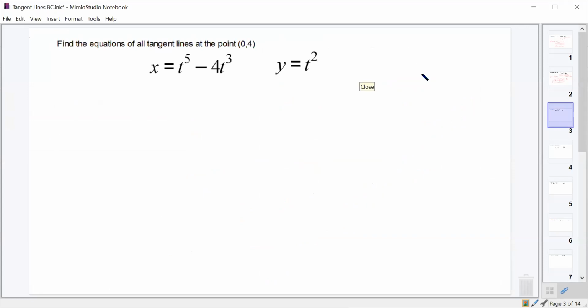All right. So let's now do this for a parametric. So we're going to look at x equals t to the fifth minus 4t cubed, where y equals t squared. And we want to find all of the equations of all of the tangent lines at the point (0, 4). So before we even get started with this, let's take a look at the graph of our function.